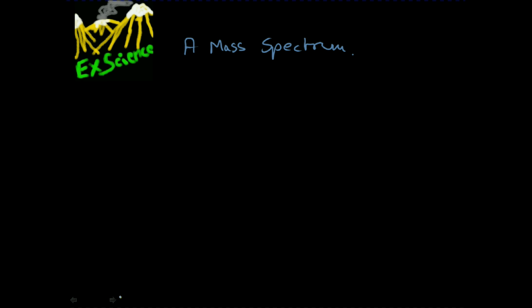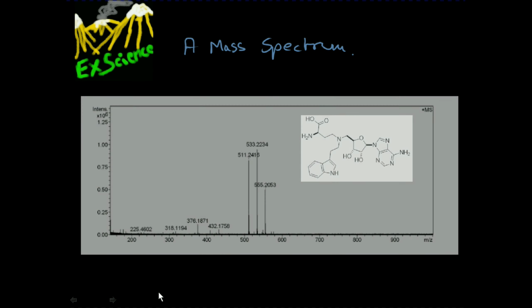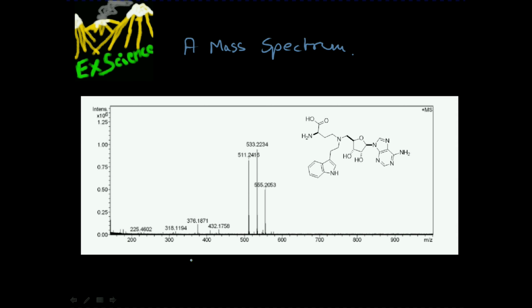A mass spectrum might look something like this. On the horizontal axis is a scale representing increasing atomic mass, or mass charge, m over z. On the vertical axis we have the intensity, that is the amount of these ions making it to the detector of the spectrometer. It's a kind of frequency histogram.